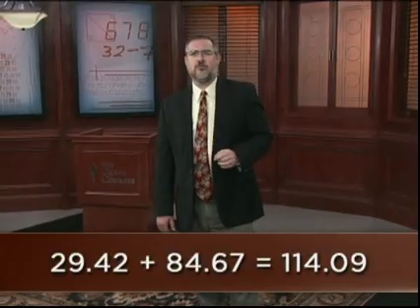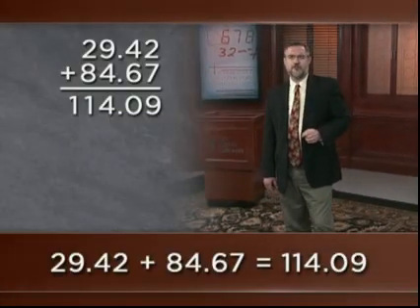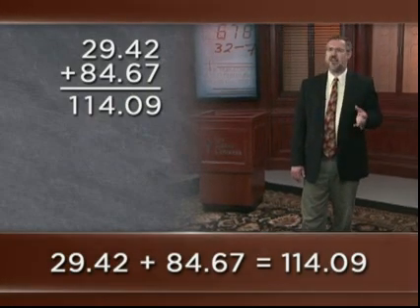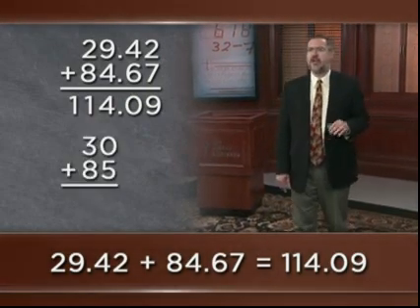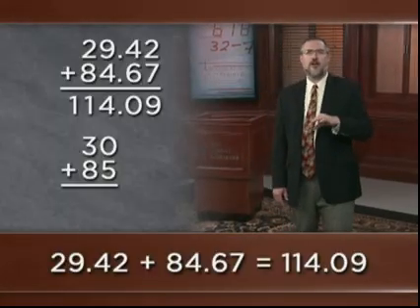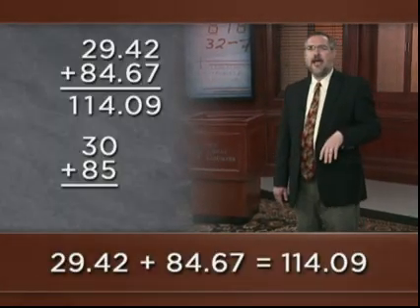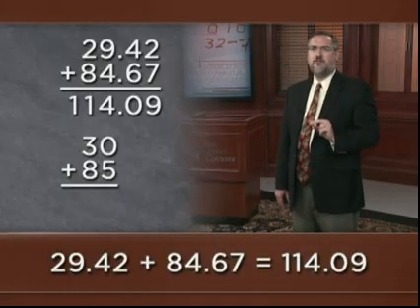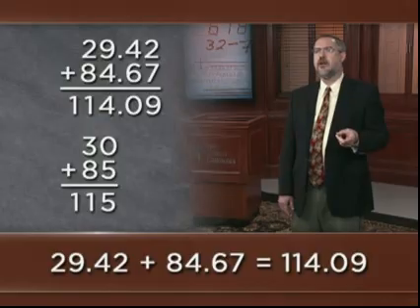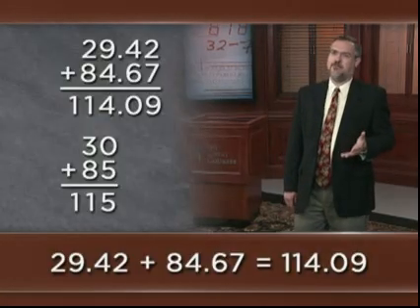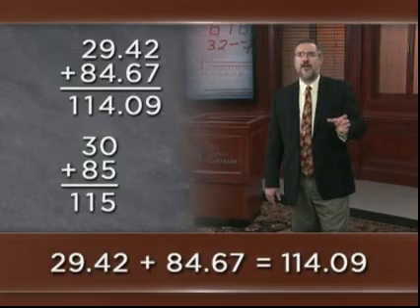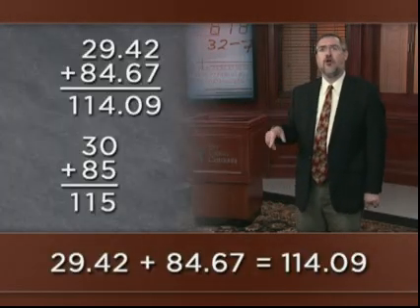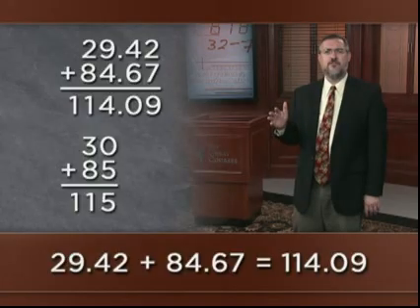But here, let's look at the original problem. It was 29.42 plus 84.67. Now, that's about the same as 30 plus 85 approximately, right? 29.42 is about 30, 84.67 is about 85. If I add 30 and 85, I get 115, and that's really not that complicated to find. If you want to do it, you can. It's 115. Now, did we get an answer earlier which was close to 115?